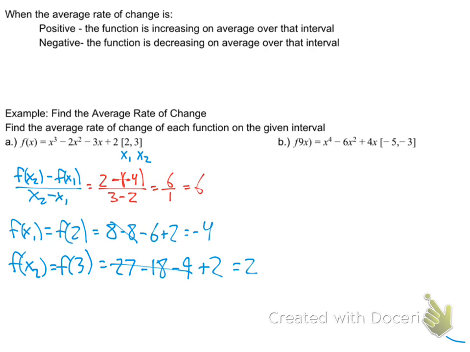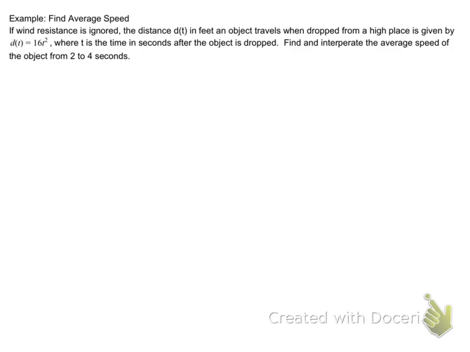The same thing can apply for part B. That should be f of x. I'm not going to do that problem because it's just plugging in the values. We probably won't have enough time for this one, but it's the same thing. Again, it's a real life type of situation. It talks about wind resistance not mattering, but when I drop an object, it falls at 16t squared with t in seconds. So I need to find f of 2 and f of 4, and then do the average rate of change.